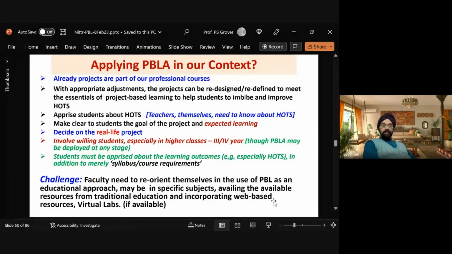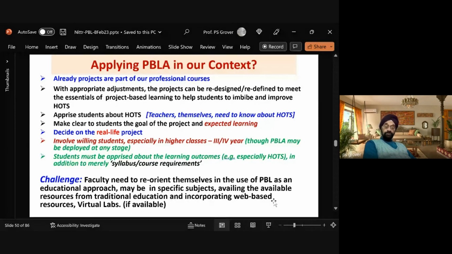Now, applying PBL in our context. Already projects are part of our professional courses, as I mentioned earlier. With appropriate adjustments, the projects can be redesigned or redefined to meet the essentials of project-based learning to help students imbibe and improve higher order thinking skills.